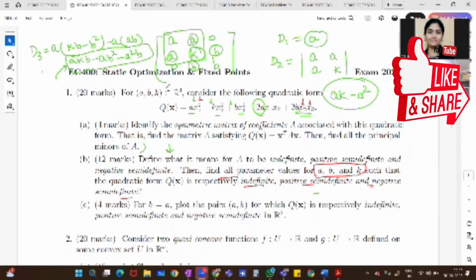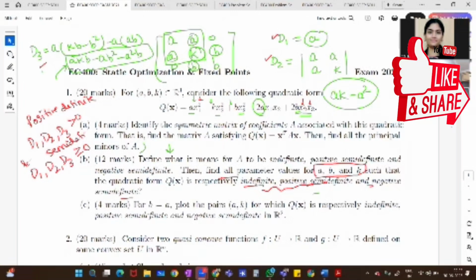So how would we do that? We know if D1, D2, D3 are all greater than 0, then it is the case of positive definite. Positive definite is not asked, but let's find out positive semi-definite. For semi-definite, it is greater than or equal to 0. That means I simply put all these values which I got. That is the first one: A should be greater than or equal to 0. So this is how I have generalized it.